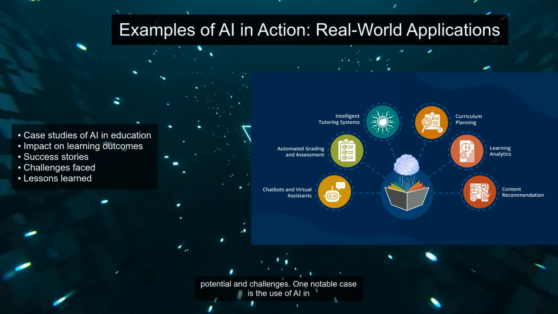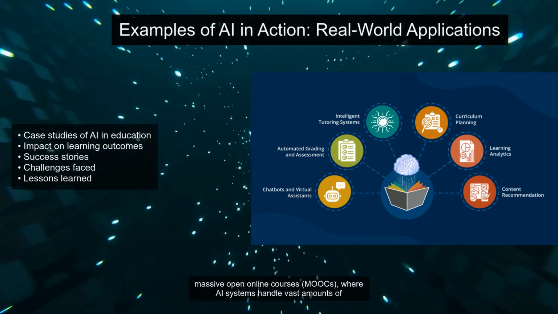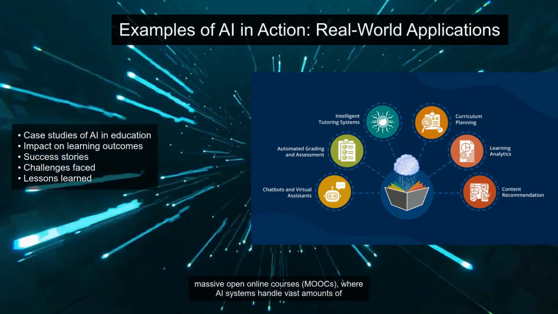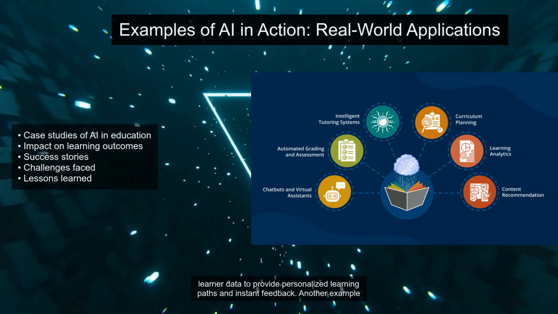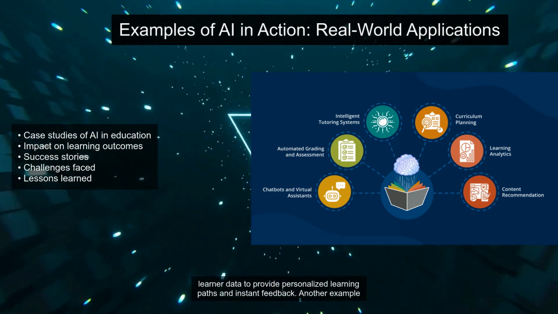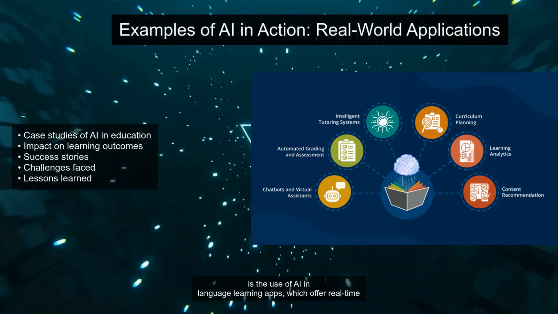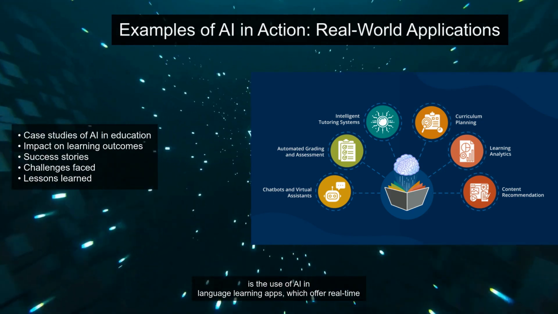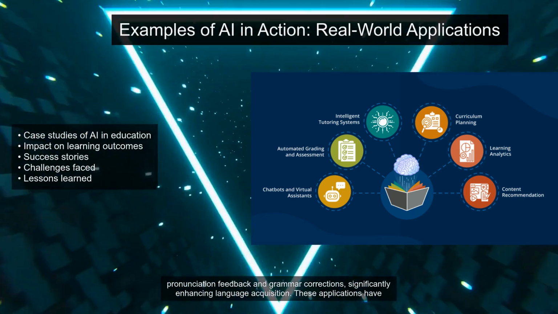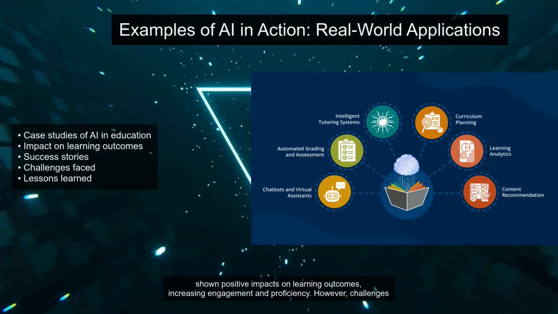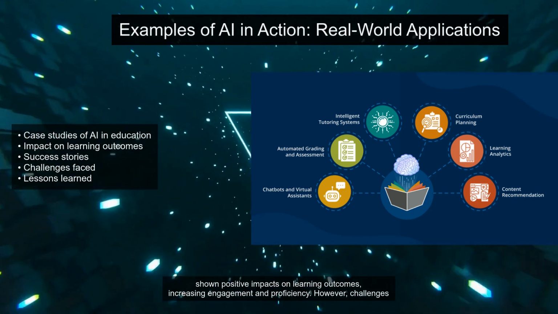One notable case is the use of AI in massive open online courses, MOOCs, where AI systems handle vast amounts of learner data to provide personalized learning paths and instant feedback. Another example is the use of AI in language learning apps, which offer real-time pronunciation feedback and grammar corrections, significantly enhancing language acquisition. These applications have shown positive impacts on learning outcomes, increasing engagement and proficiency.